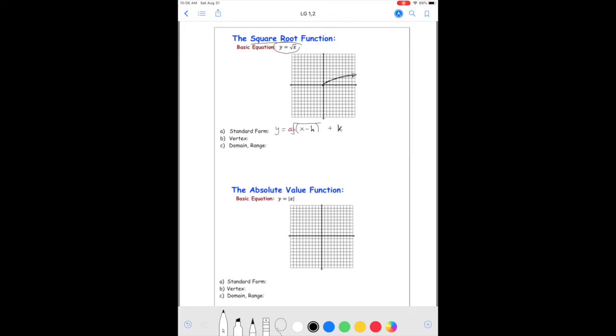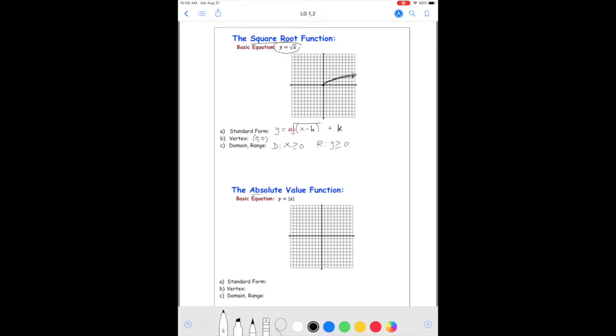Okay, so in this case, the vertex, or this point right here where it starts, or sometimes it's referred to where it ends, is 0, 0. Now the domain, because it starts at 0 here and goes forever that way, is x greater than or equal to 0. And the range is y, because it starts at 0 and goes upwards, greater than or equal to 0.